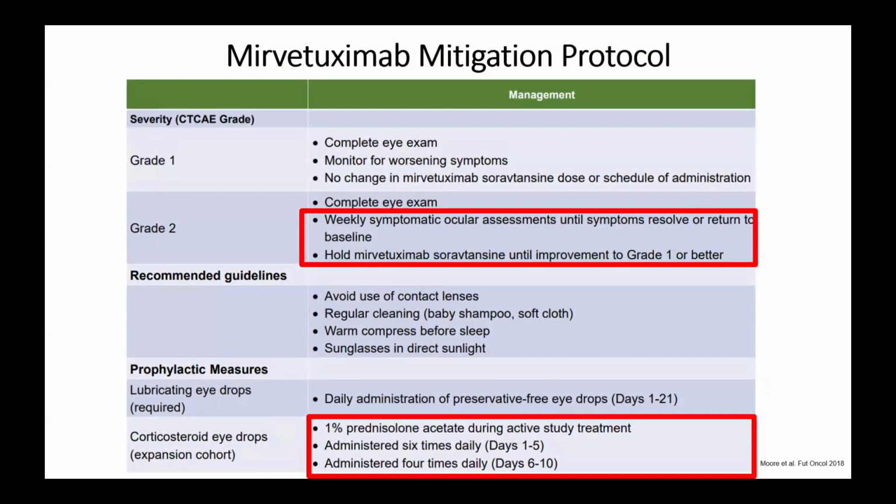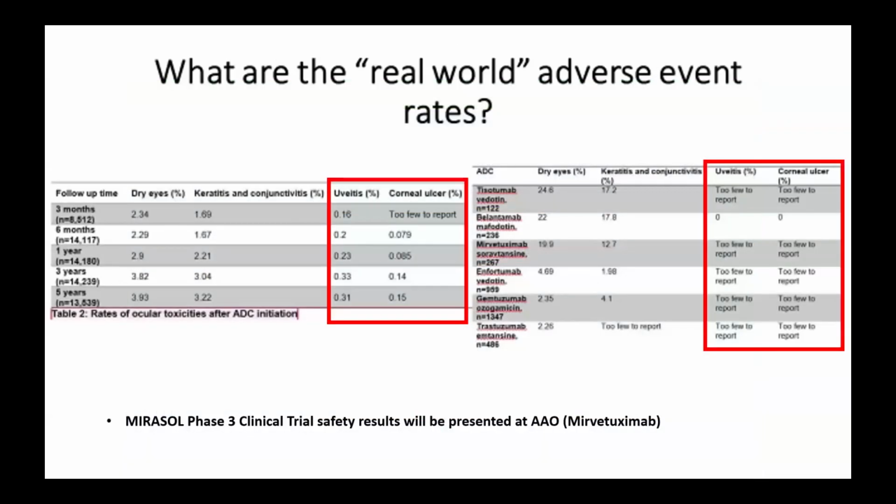Mirvetuximab mitigation protocols, again, you have to see the patient weekly until the symptoms resolve. And if they're grade 2, you hold the medication until you get back to grade 1. Corticosteroid drops have to be administered in the prescribed way that I have at the bottom after treatment. You have to tell the patient to avoid contact lenses because you want to decrease the risk of ulcer formation and also just having more foreign bodies in the area that you know will have potential for epithelial disruption. Also, sunglasses and use of blepharitis treatments.